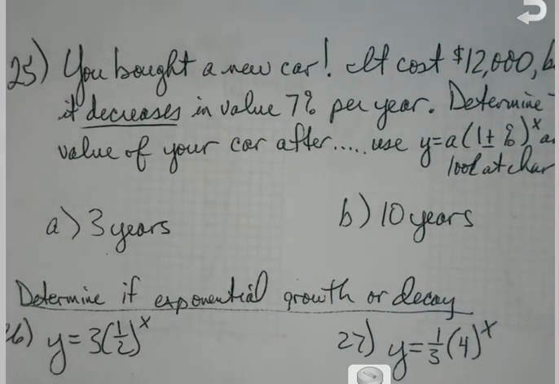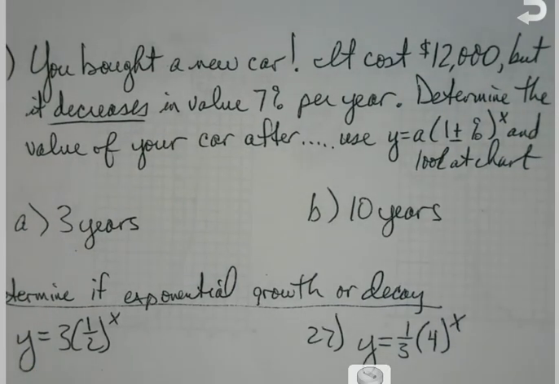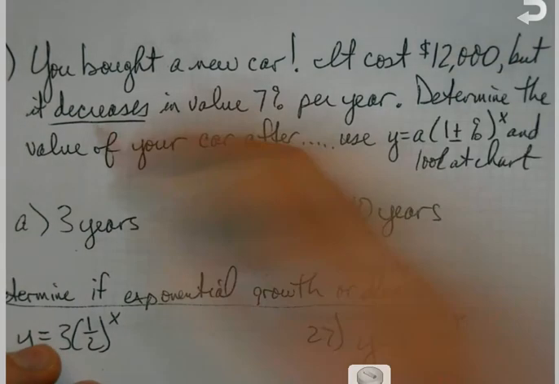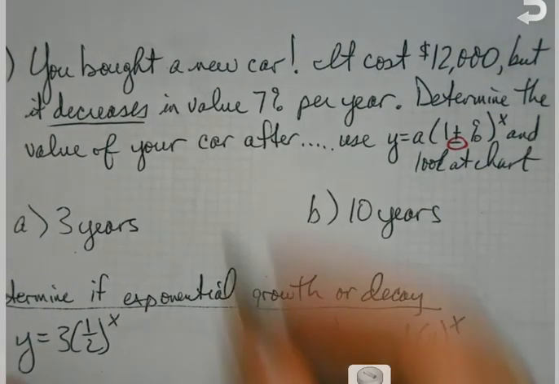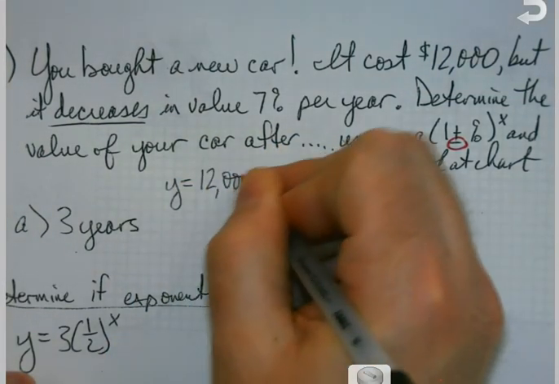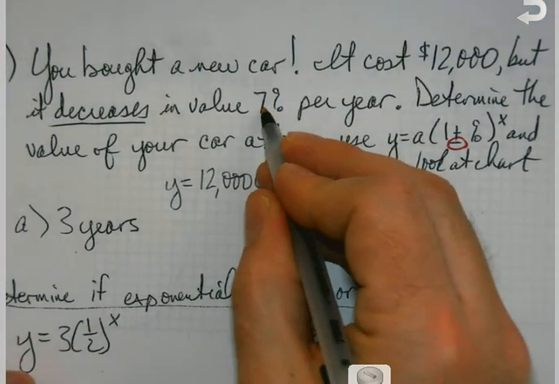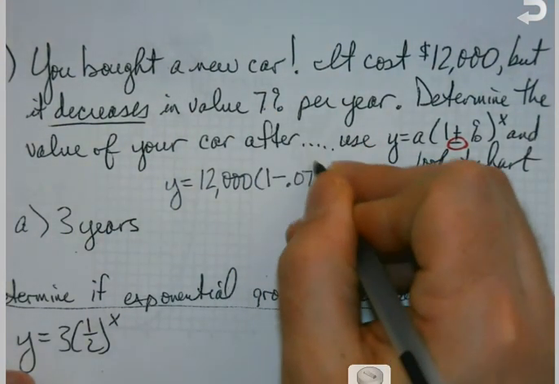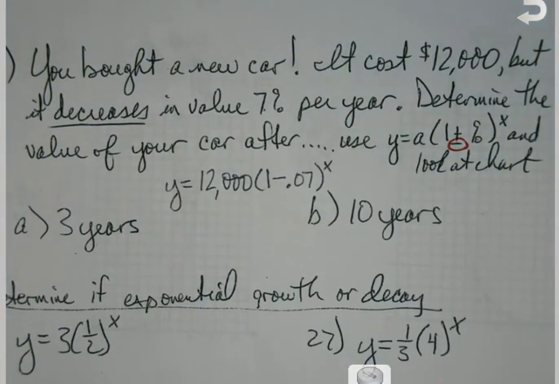You bought a new car. It costs $12,000, but it decreases in value 7% per year. Determine the value of the car the year after, okay? Decreases. We're using minus this time. So my expression would be my starting value 1 minus, remember it's not 7, it's the decimal form. And this time I'm going to go ahead and use x because I want to be able to do these both at once. I want to save myself a little time.